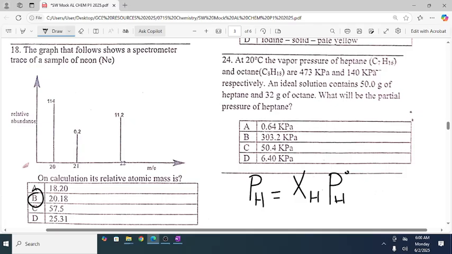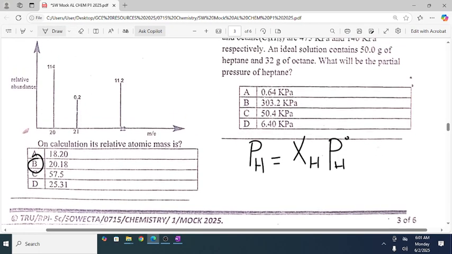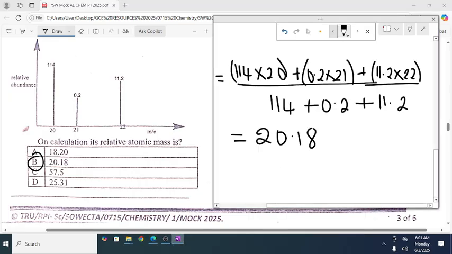Now the mole fraction, how do we find mole fraction? I think the mole fraction has to be the number of moles over the total number of moles, okay? So the mole fraction of heptane is equal to the number of moles of heptane. The number of moles of heptane is the given mass over the molar mass. The given mass of heptane is 50, okay? And then the molar mass of heptane is, or let me try to write constructively.